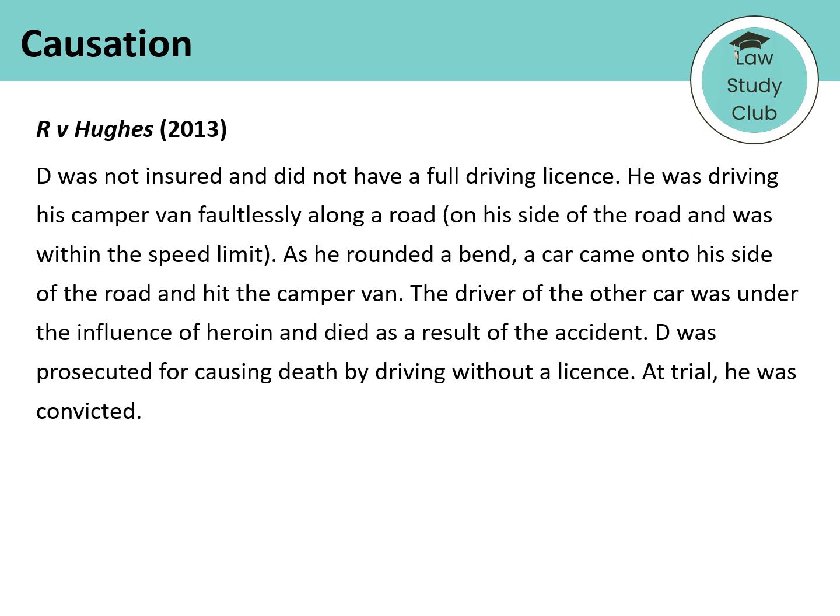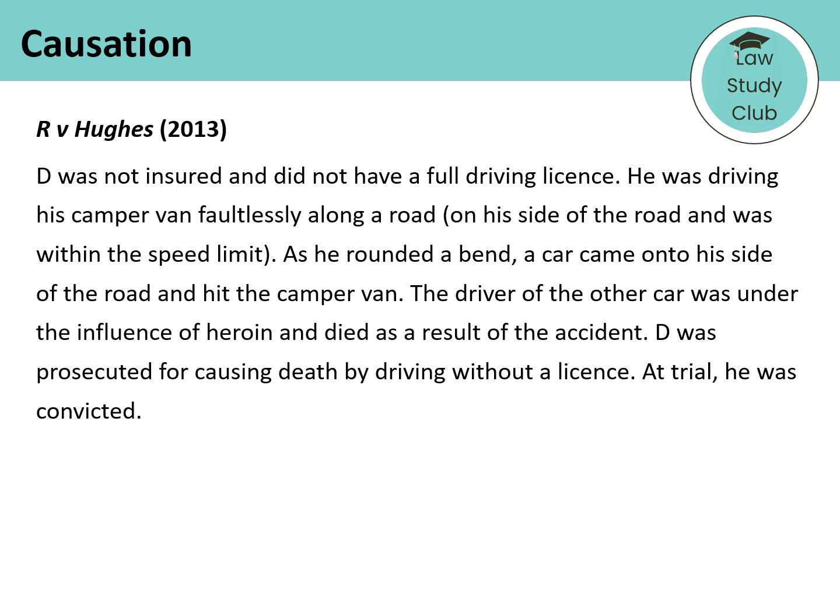R v Hughes is an important case for causation, and it's a useful case because we can use it to explore factual causation and also legal causation. So the defendant in Hughes was not insured and didn't have a full driving licence. He was driving his camper van faultlessly along a road.